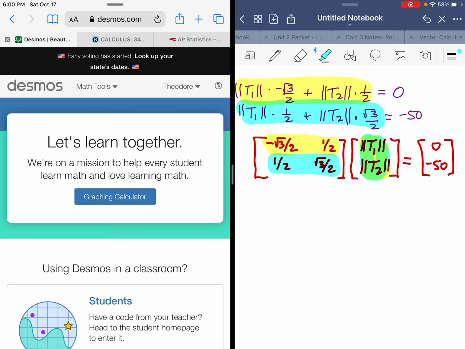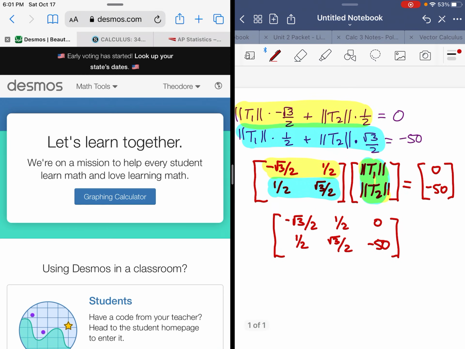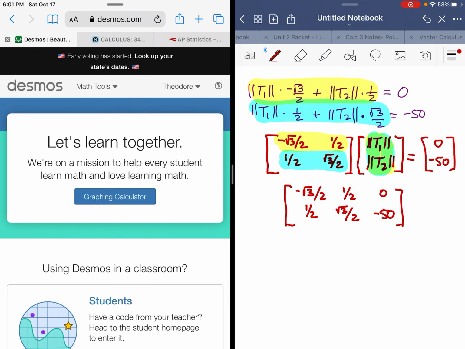So now it's just a matter of getting the job done here. All right, so what we do is we strip this down into a 2 by 3 matrix: negative radical 3 over 2, 1/2, 0, 1/2, radical 3 over 2, -50. Now this technique is only going to work for us because we had our equations in the appropriate standard form for linear systems.